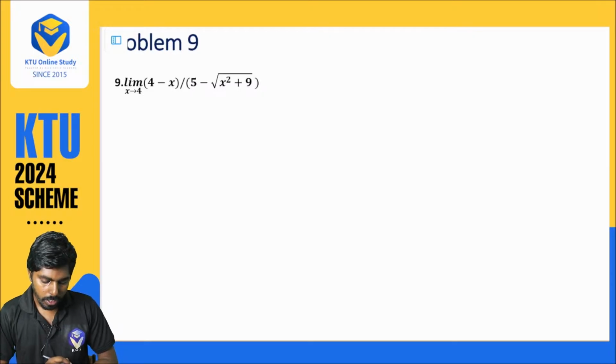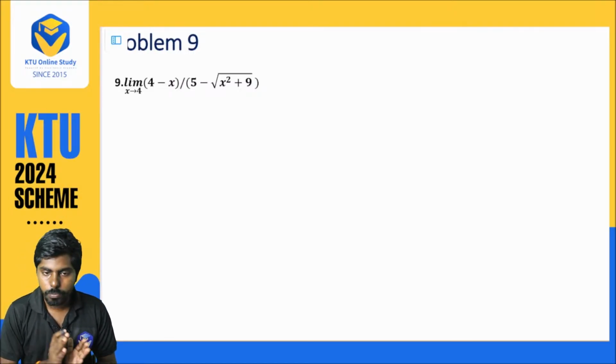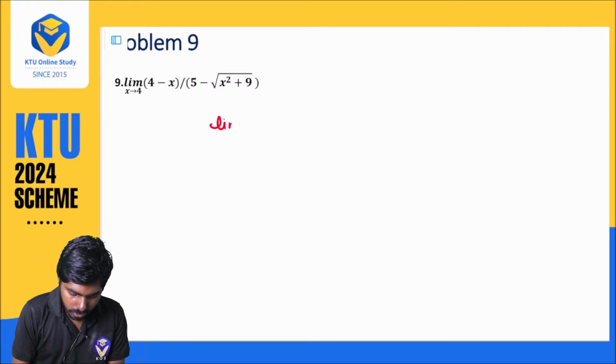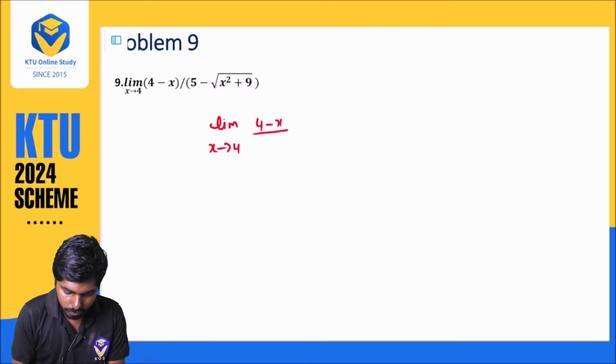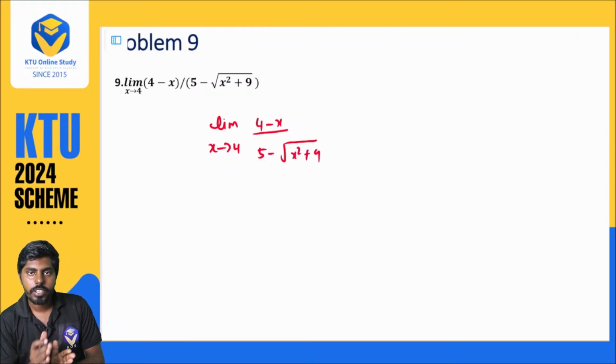Now problem number 9, very important problem because here we will be doing both the kind of simplification plus conjugative multiplication. Okay, very important. So: limit x approaches 4, (4 minus x) divided by (5 minus root of x square plus 9). So this is the question they have given.